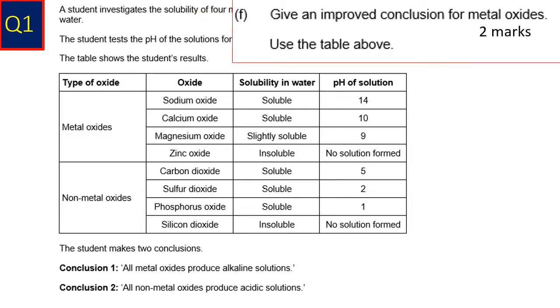For 1F, give an improved conclusion for the metal oxides. This is worth 2 marks, and they want us to use the table. Now the bit of the table that's relevant is this metal oxide section here, these 4 rows. So use that to make an improved conclusion. State what those results show.